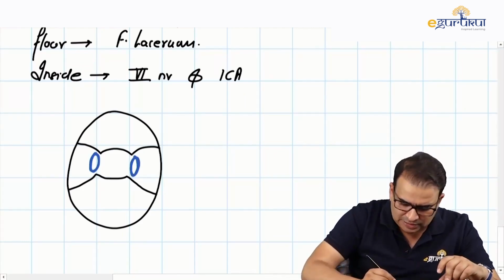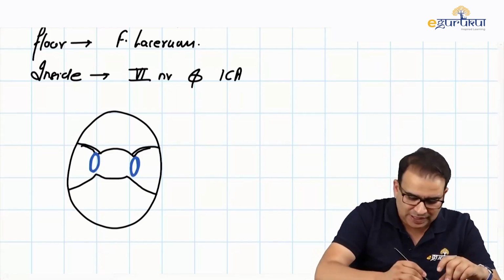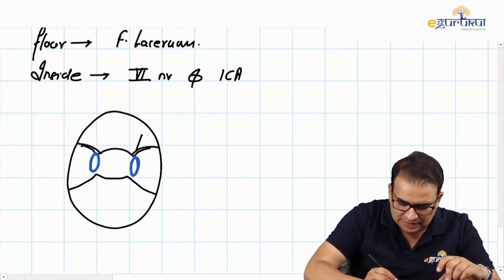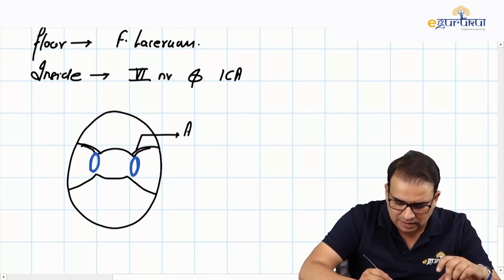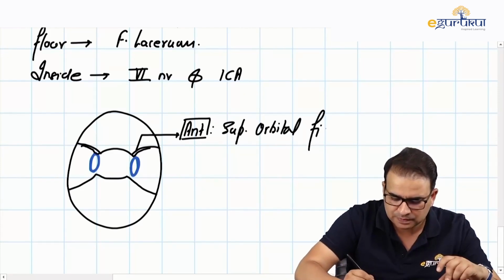And just anterior to cavernous sinus, this is the point where we have the beginning of superior orbital fissure. So I can say that anterior relation of cavernous sinus is superior orbital fissure. It's a very, very important relation.